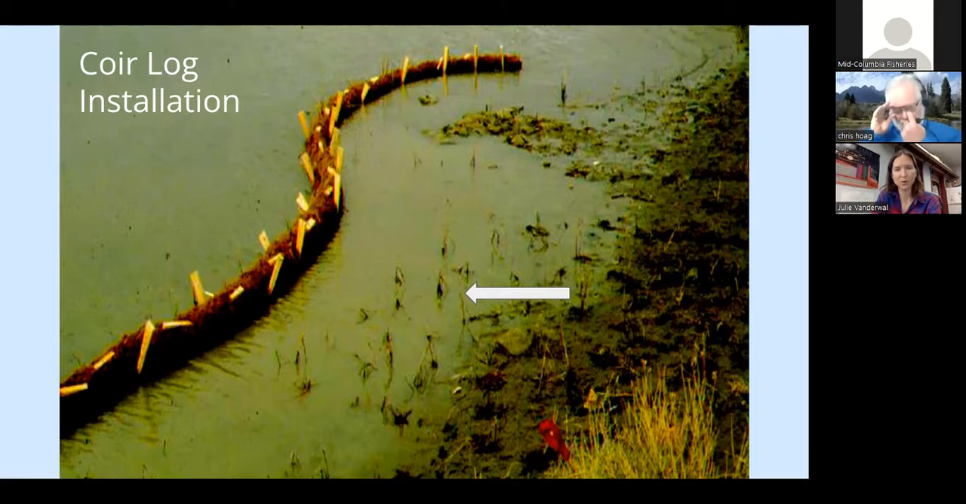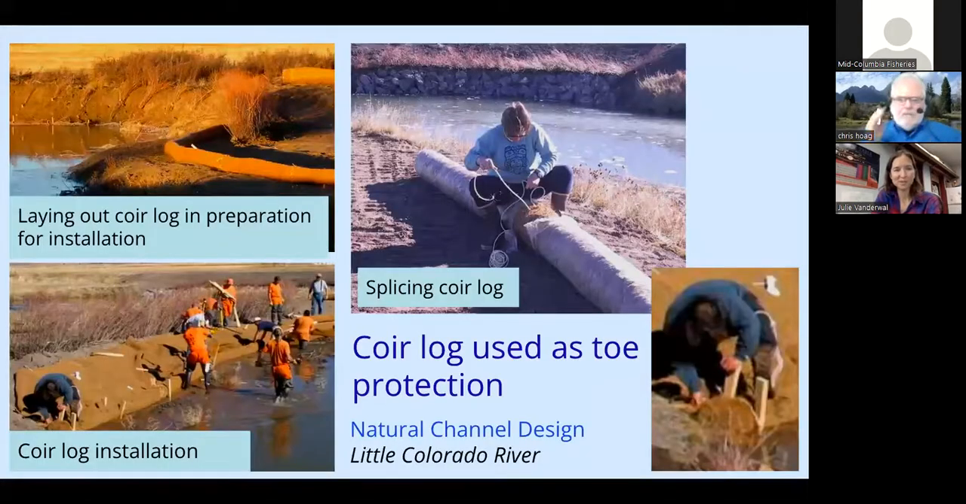Very nice combo. So here are some examples of using coir logs. So when you do this, basically what we do, on the upper left, is you're going to lay out the logs on the length of your bank that you're going to treat. And when you get it, you're going to put out the 15-foot.